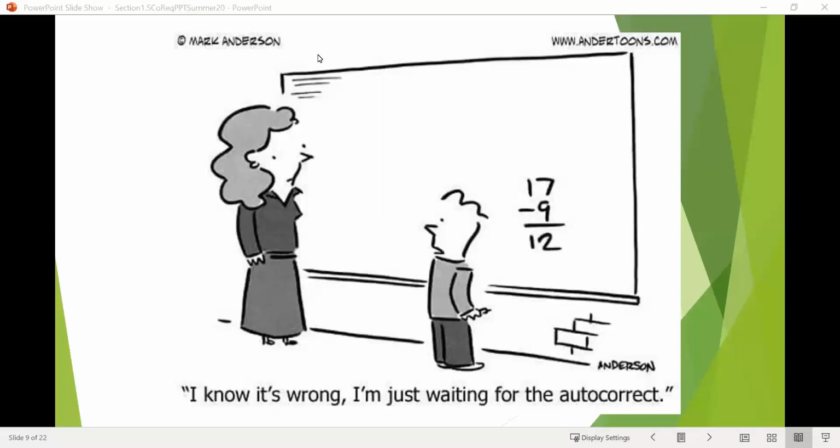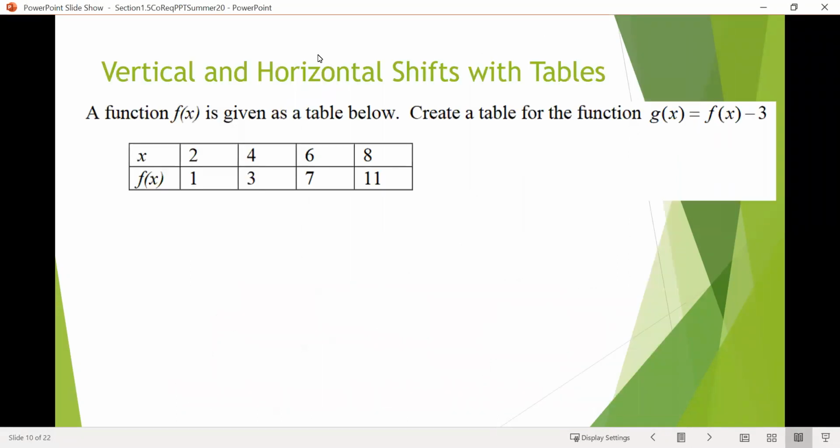All right, hello everyone. This is the second part of the video for section 1.5. So we'll be continuing on with the material from this section. And we're going to go back now and talk a little bit more about vertical and horizontal shifts. We looked at these with graphs, but I now want to look at them with tables.